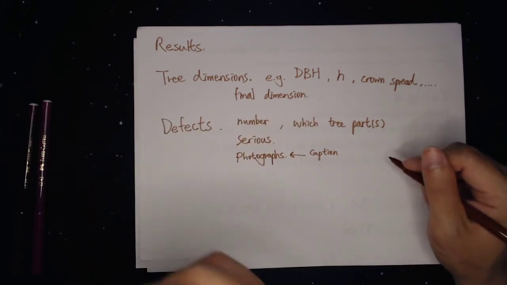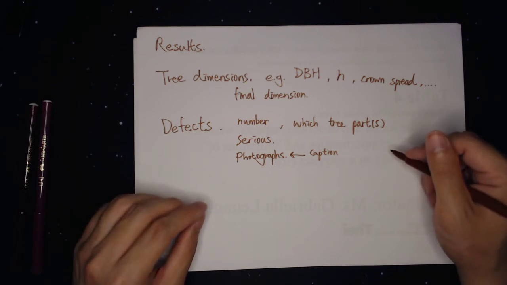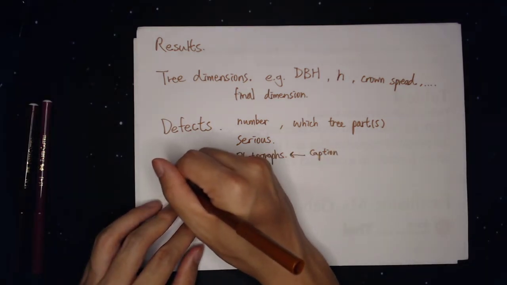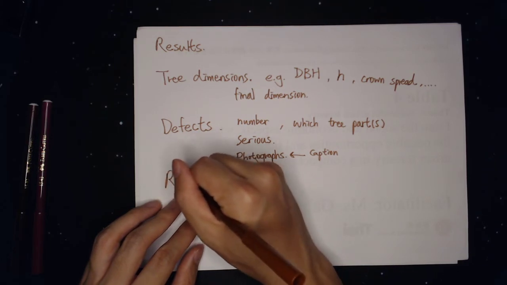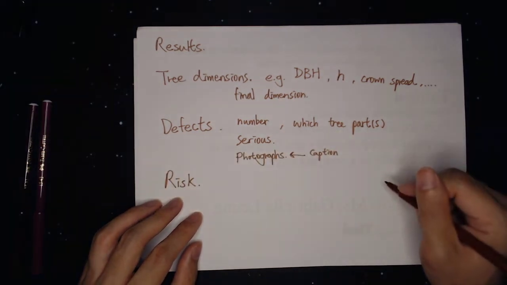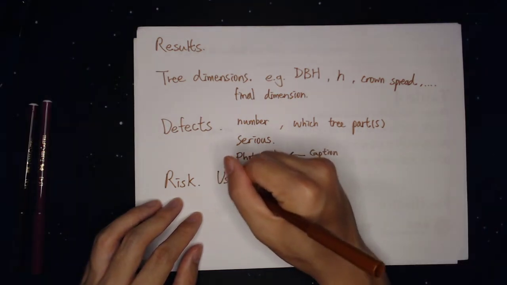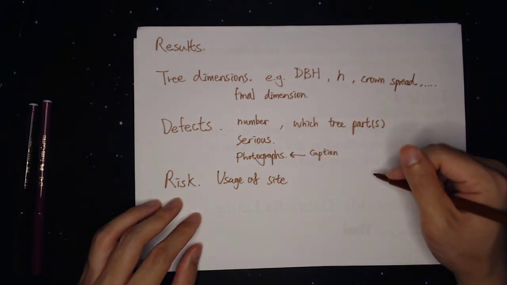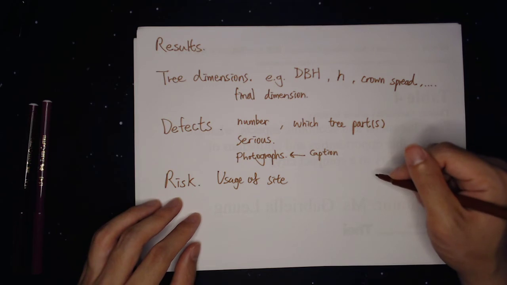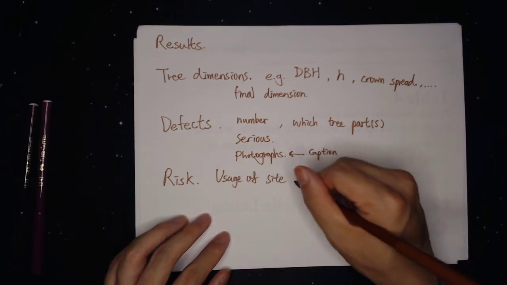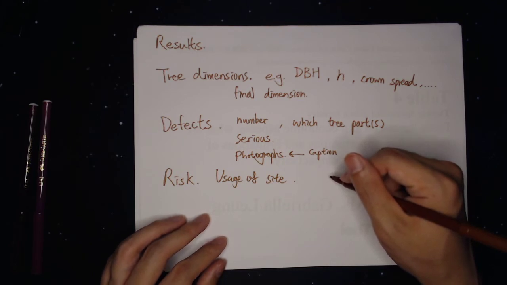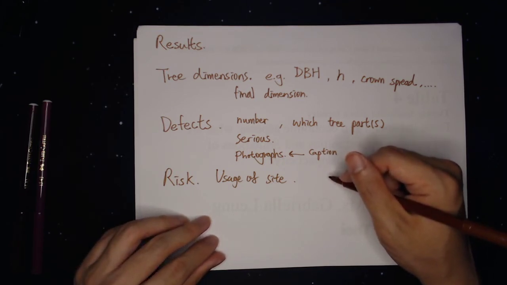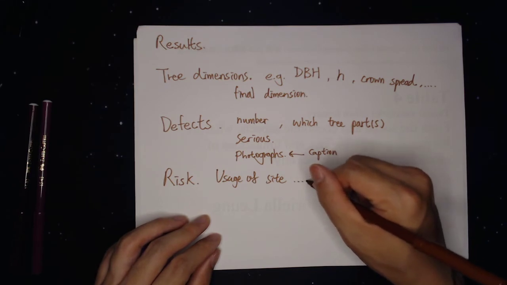And then remember, on the last page of the tree risk assessment form, you have information related to tree risk. You can tell me the usage of the site. Is it heavily used? Are there many people in the site? Are there many people passing by the tree that you have assessed? And then the tree part with the highest consequences of failure.